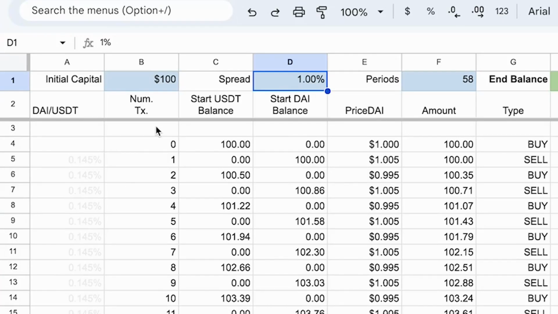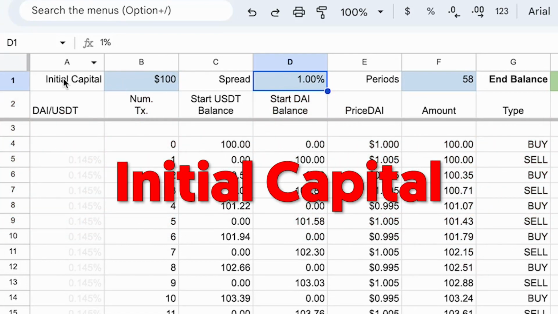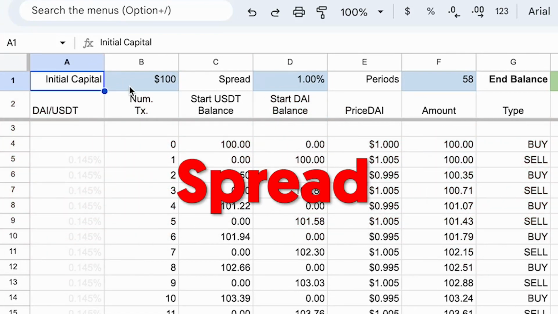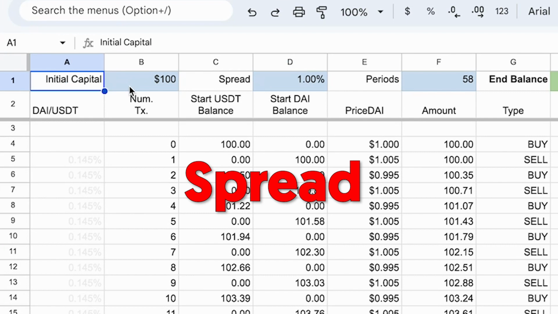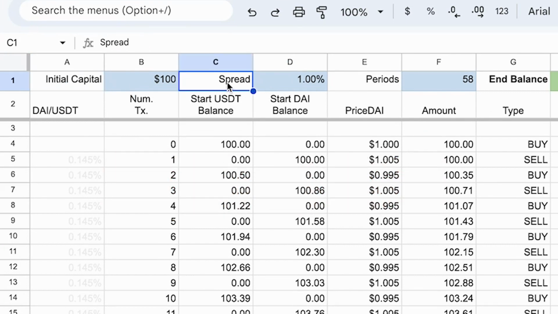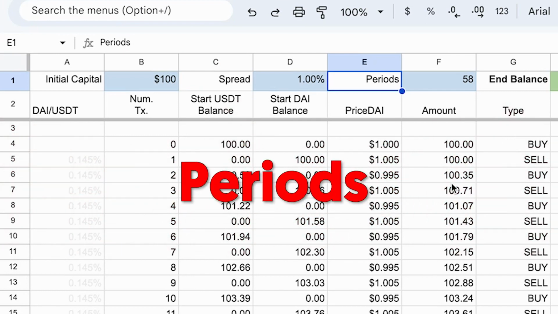Okay, so initial capital is the money you're allocating to start this strategy. Spread is the percentage points required before we buy or sell. 1% spread here means we want the price to go down 1% before we buy and go up 1% before we sell. For this simulation, we'll put half of the spread above $1 and the other half below. Periods count the total number of buy and sell transactions.